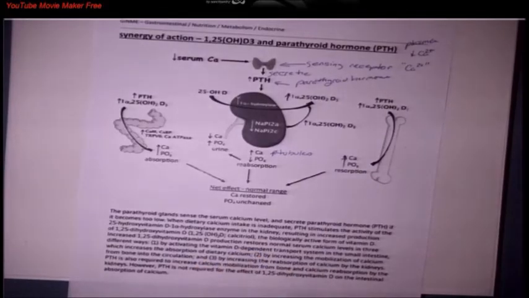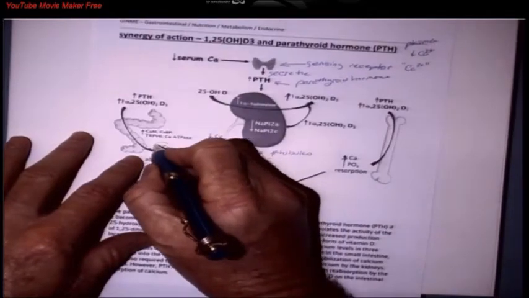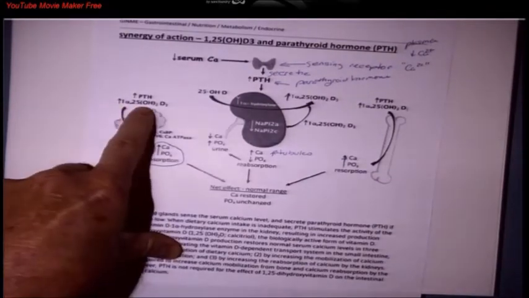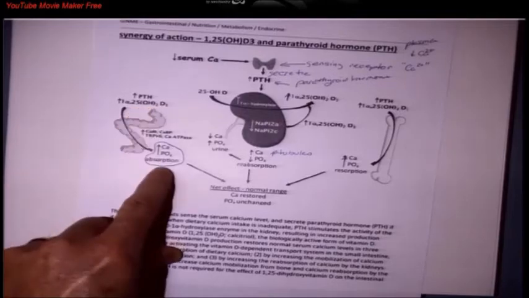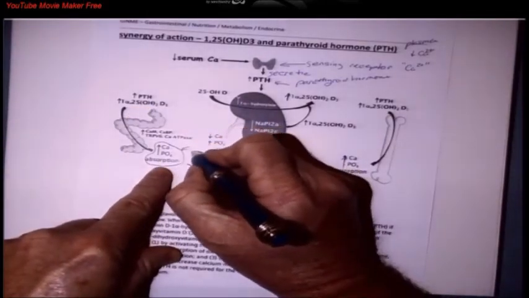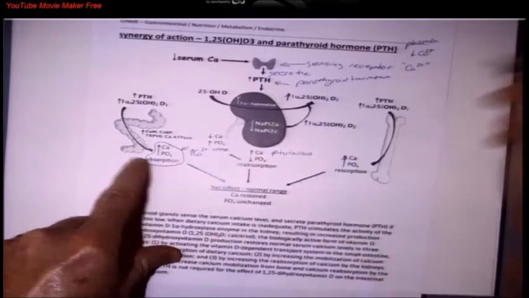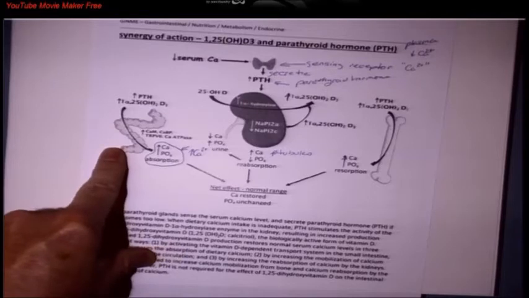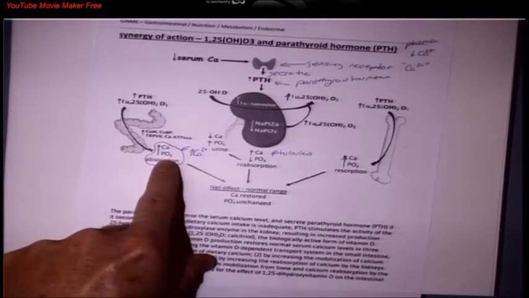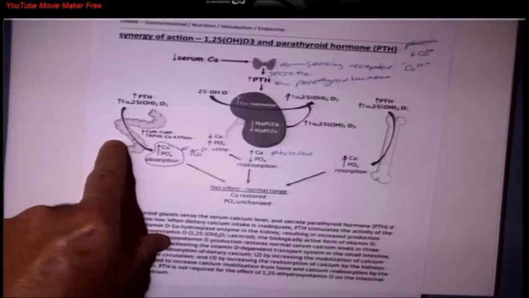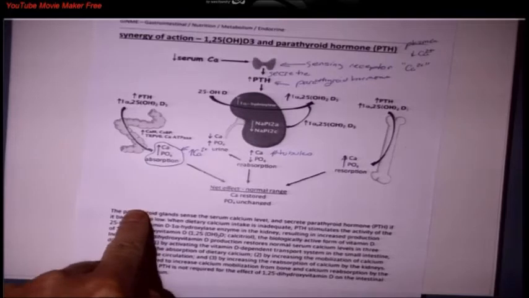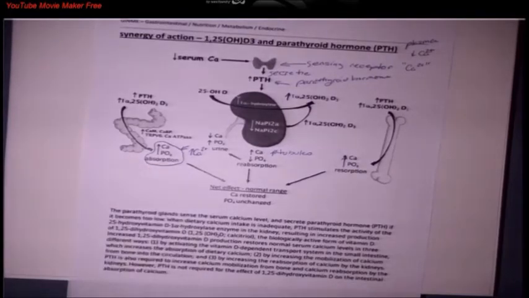Now, the last thing that this also does is right here. And this is important for patient care. The 1,25 dihydroxy vitamin D is going to increase calcium absorption by the intestine. Parathyroid hormone is not necessary for this reaction. So vitamin D alone can increase calcium influx from the lumen of the intestine. Why is that important for patient care?